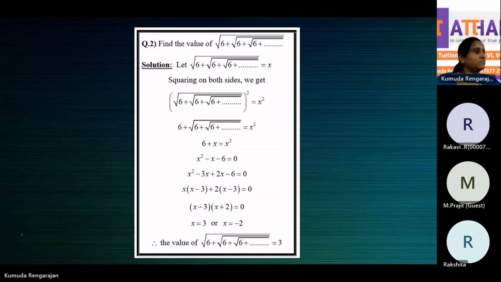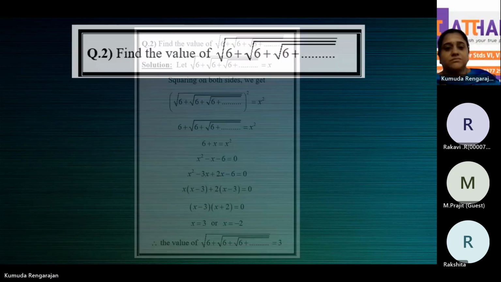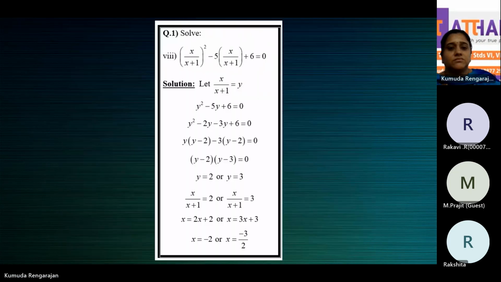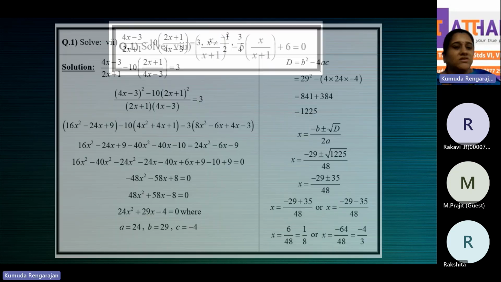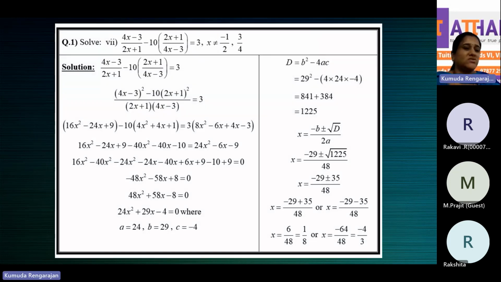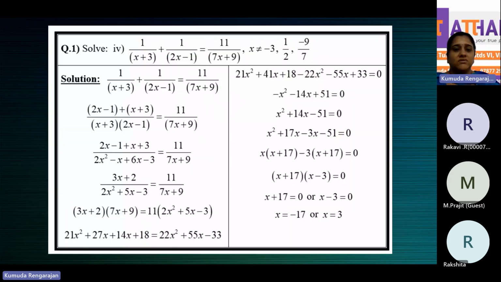All right. So all these sums, children, I'll put it in the portal because it's just taking LCM and all that. We can't do so many sums in the class here.